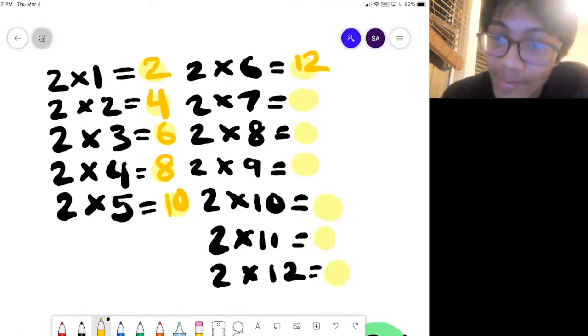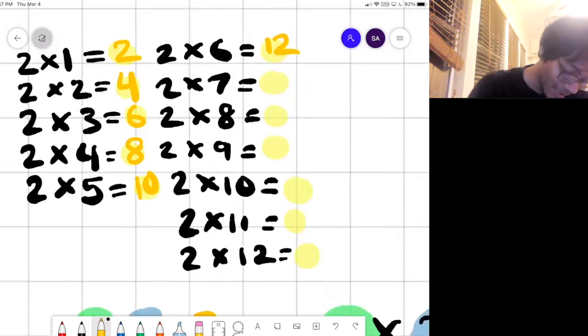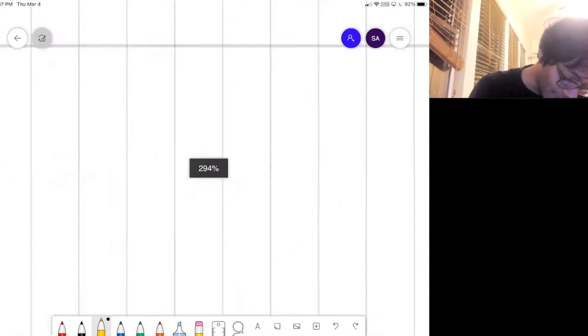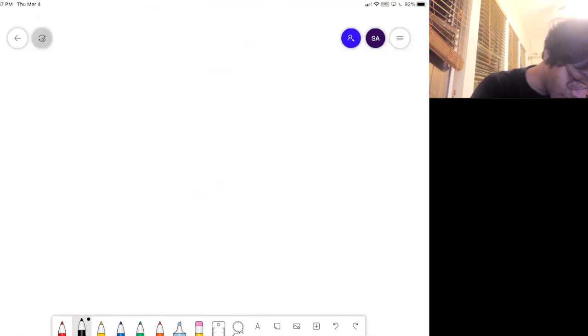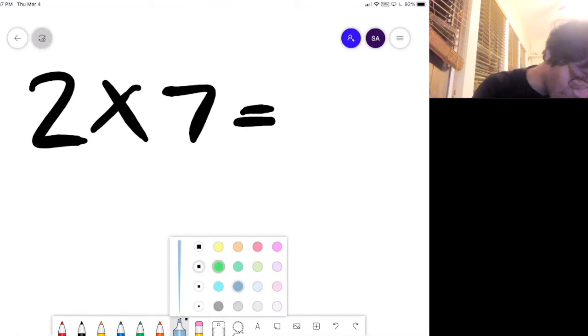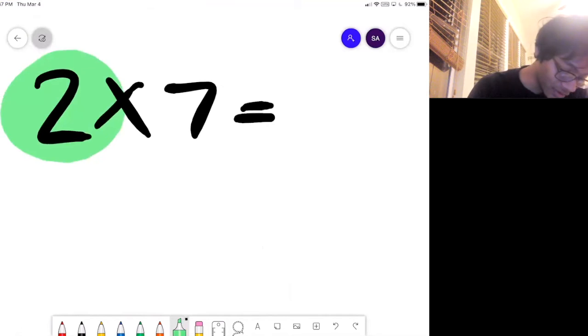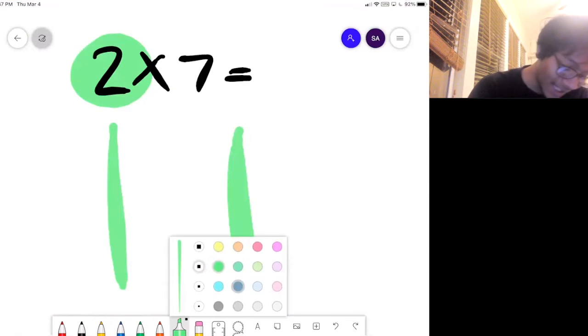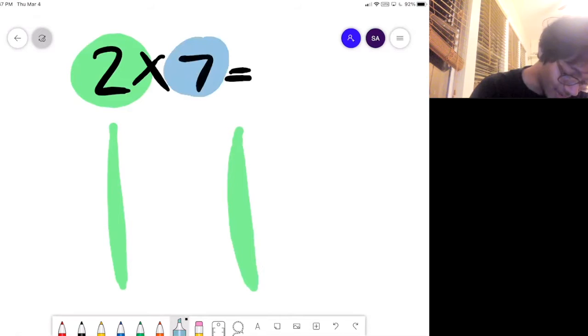Now let's do 2 times 7. Okay, so how are we going to do 2 times 7? Let's go back. Let's write it down. I'm going to do 2 times 7. So that means we're going to have 2 columns. So draw that in. 1, 2. I have 2 columns. In every column, there's 7 dots. 1, 2, 3, 4, 5, 6, 7. 1, 2, 3, 4, 5, 6, 7.